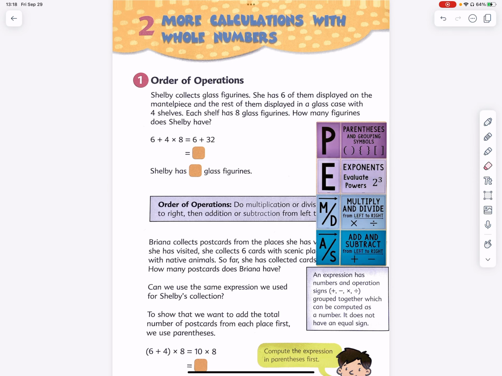Hi, today we're going to work on more calculations with whole numbers. Specifically, we will address expressions, mathematical sentences with 2, 3, 4, 5 operations, including parentheses. Let's take a look at this word problem.